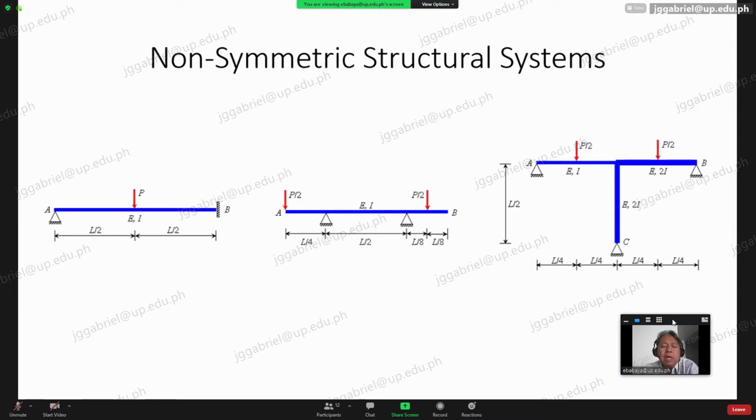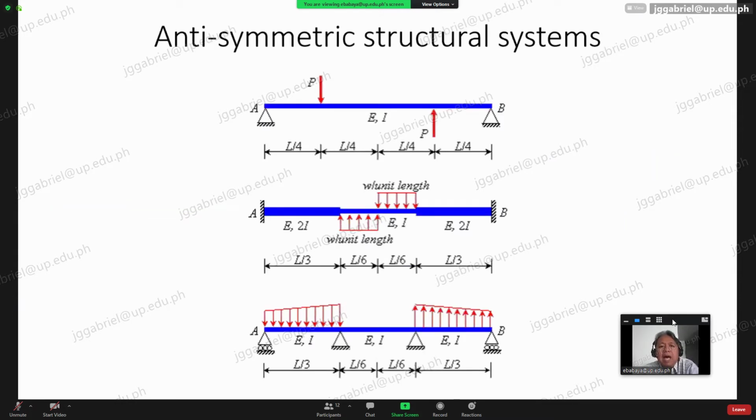Okay? So we have symmetrical and then non-symmetrical. But we have anti-symmetric. Okay, anti-symmetric. You can see naman right away kung anong ibig sabihin ng anti-symmetric. No? For this one, symmetric yung geometry. Okay, your section, E and I are symmetrical. Your supports are symmetrical. But your loadings are anti-symmetric.